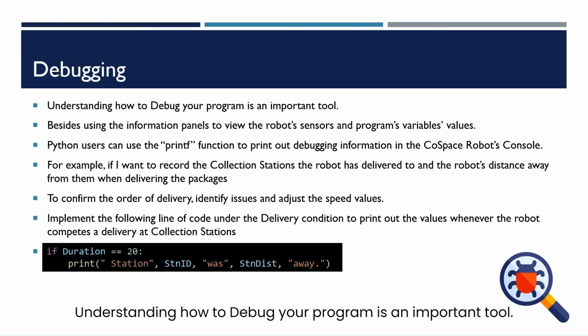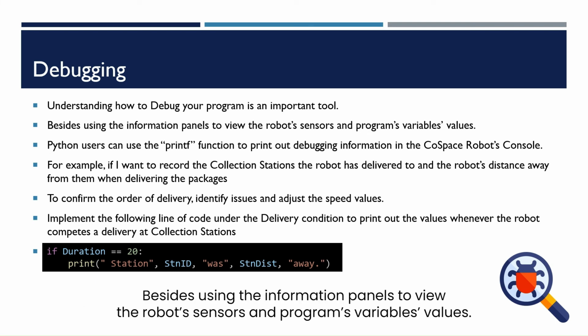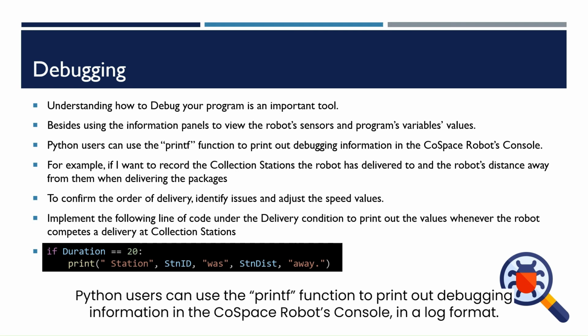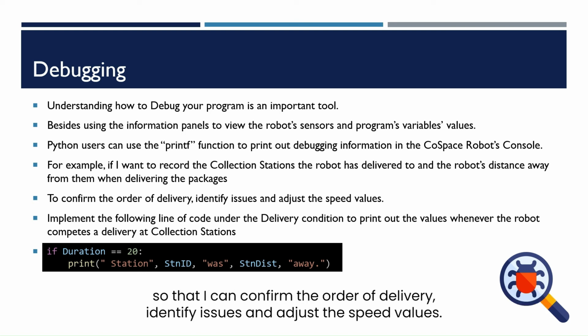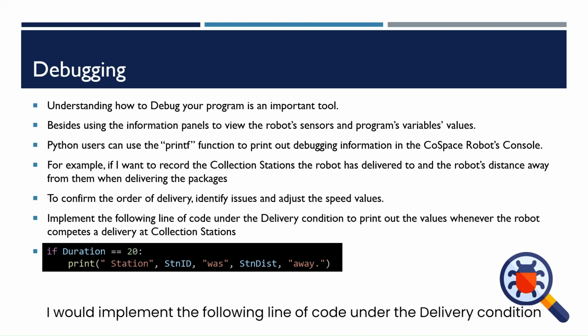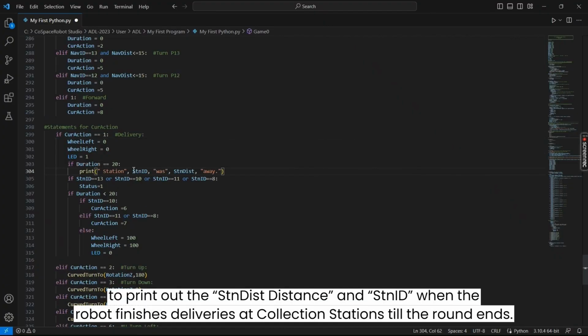traversing forward. Understanding how to debug your program is an important tool. Besides using the information panels to view the robot's sensors and program's variables values, Python users can use the print function to print out debugging information in the CoSpace robot's console in a log format. For example, if I want to record the collection stations the robot has delivered to and the robot's distance away from them when delivering the packages, so that I can confirm the order of delivery, identify issues, and adjust the speed values, I would implement the following line of code under the delivery condition to print out the station distance and station ID when the robot finishes deliveries at collection stations till the round ends.